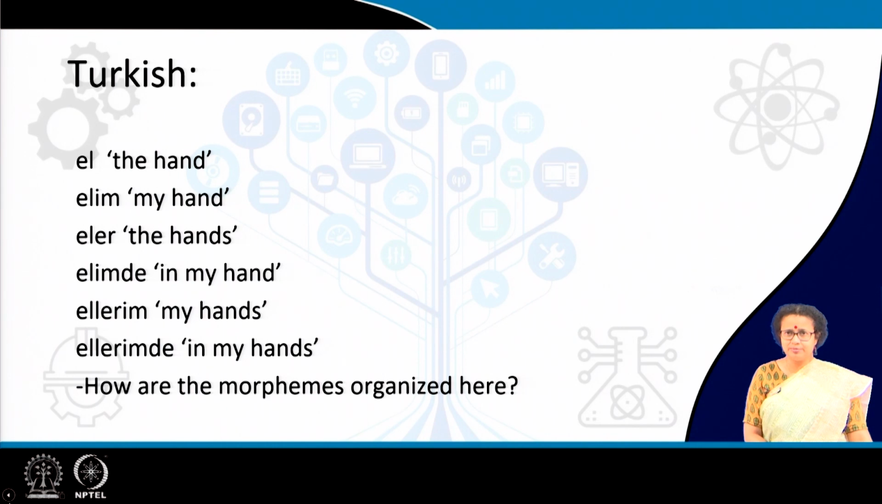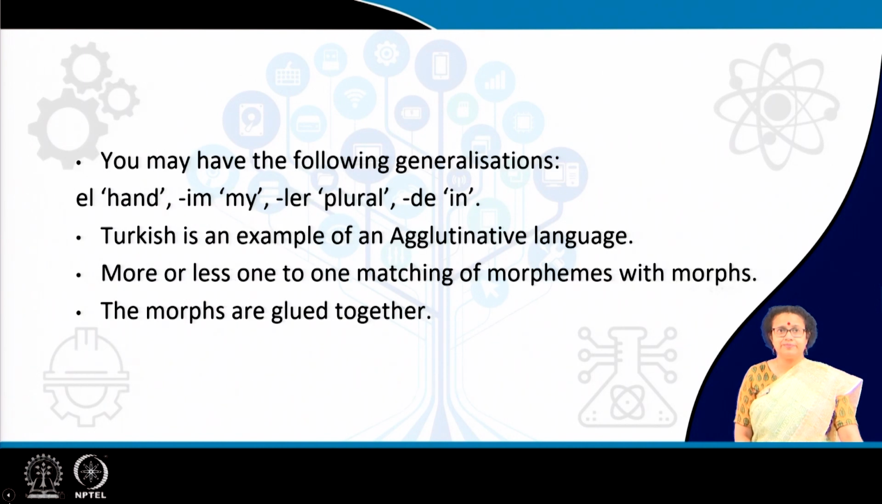Is it similar to the previous data? You can easily figure out that it is not the case. In the previous data from Mandarin Chinese, you can figure out that there are small morphemes which occur in isolation, and you can have a one-to-one mapping. So, here it is very different.